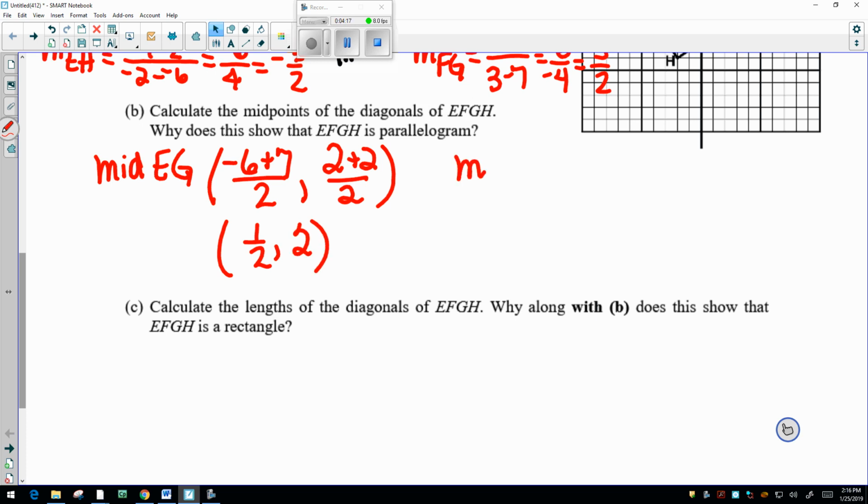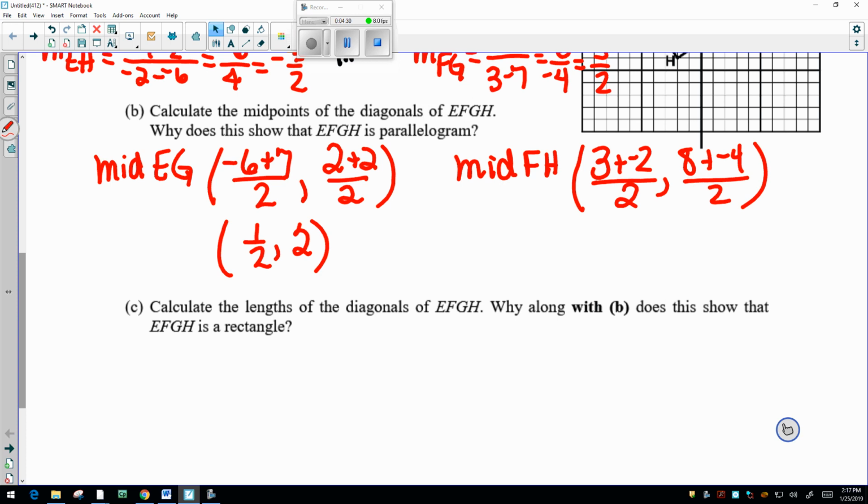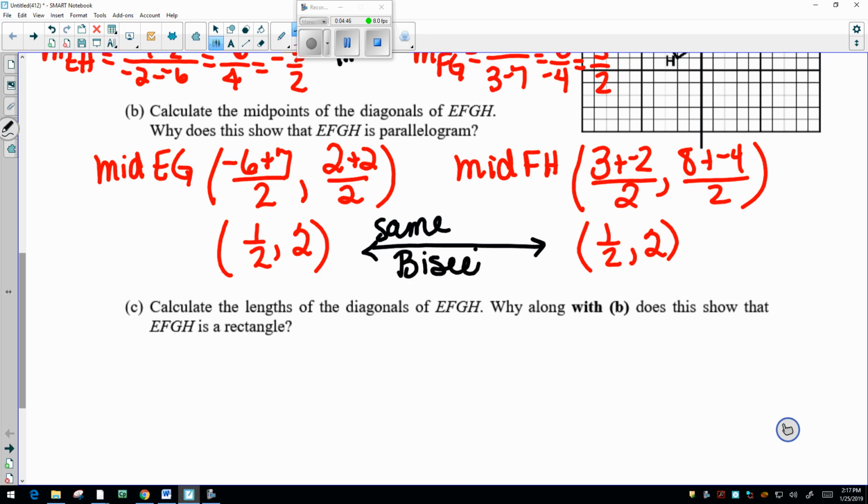So now our other diagonal that we're going to find the midpoint of is FH. So we're going to do the same thing. Add up the x's, divide it by 2, add up the y's, and divide it by 2. So simplifying this, I get 1/2, 2. So again, I'm seeing I have the same midpoints. If I have the same midpoints, this is going to show me that the diagonals bisect each other, and therefore proving it's a parallelogram.